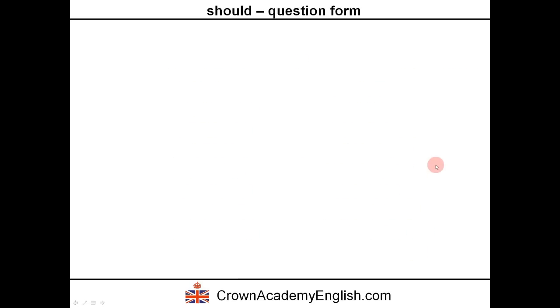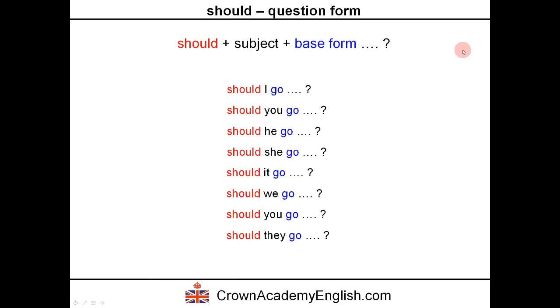The question form. So we change the order. We now have should, followed by the subject, followed by the base form. And we write a question mark at the end of the question. Should I go? Should you go? Should he go? Etc.